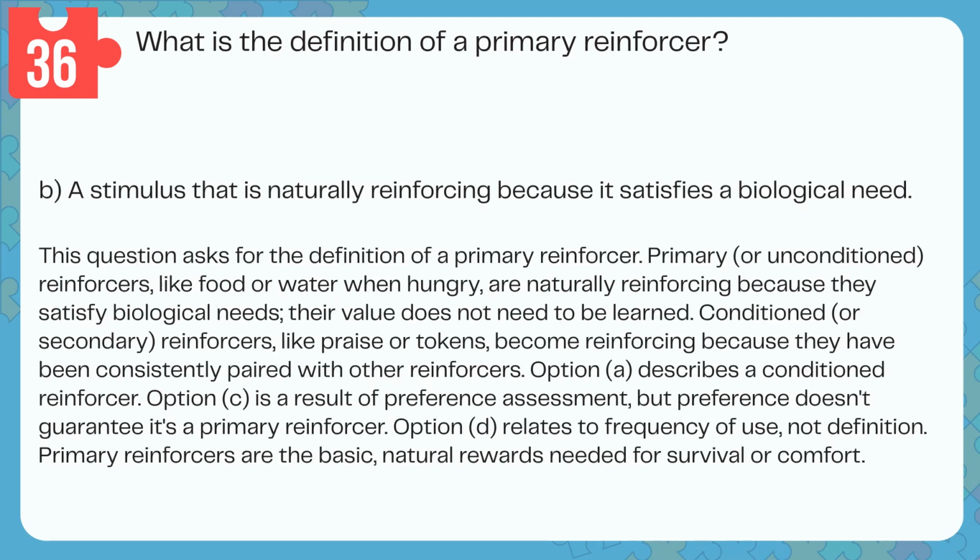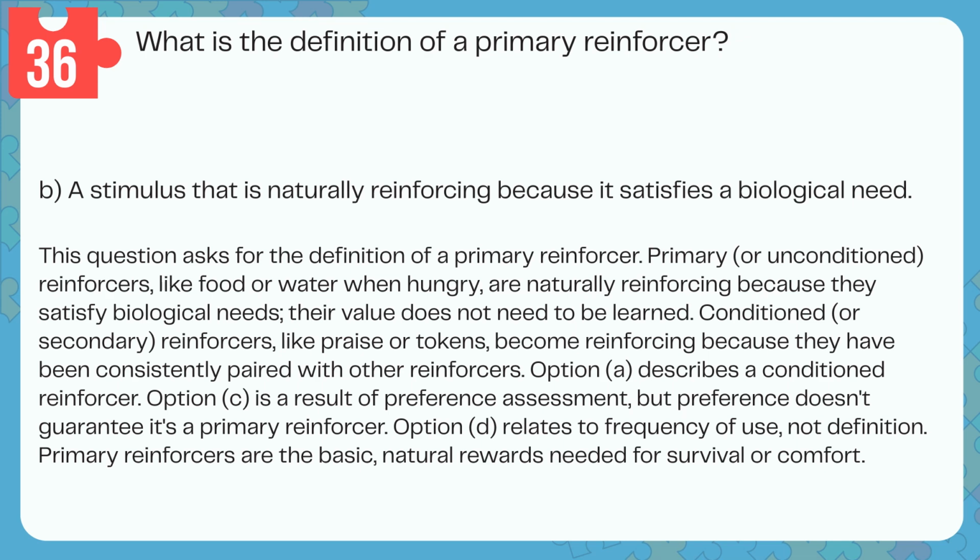Answer. B. A stimulus that is naturally reinforcing because it satisfies a biological need. This question asks for the definition of a primary reinforcer, primary or unconditioned. Reinforcers are stimuli that are reinforcing without any prior learning history because they meet basic biological needs, for example, food, water, shelter, sleep, pain reduction. Their reinforcing value is unlearned.